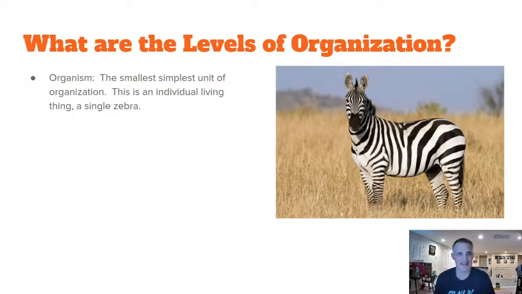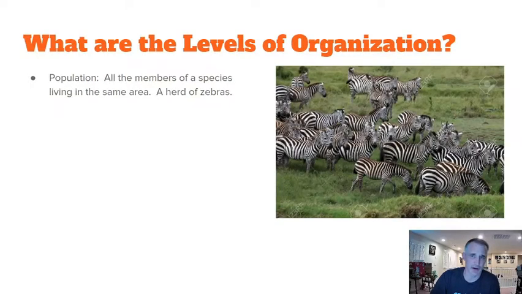The first and simplest level, and we're going from small to large, right, is the organism. So this is the smallest and simplest unit of organization. An individual organism like this zebra that you see in the picture is a single organism, right? A single zebra is one organism. If we look at a group of zebra, all the same species, then we're moving up to a different level, and that level is called populations. So that's all the members of a particular species living in the same geographical location.